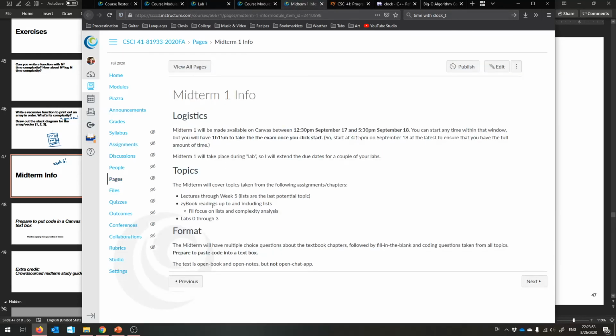And then the rest of the midterm, or other things that will be on the midterm, are stuff from your Zybook readings, up to and including that stuff on lists. So I'll focus on lists and complexity analysis because there's no chapters on like the big 3 or anything like that. And then also labs 0 through 3, because those will be the ones that have been due before your midterm. Okay, that's essentially my plan for topics. So just study hard on all those things, and you should do just fine.